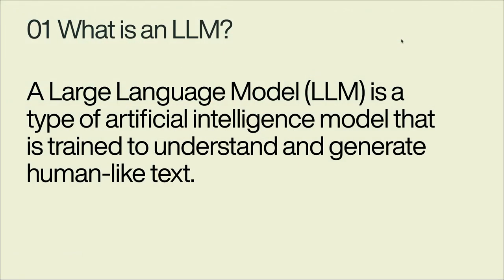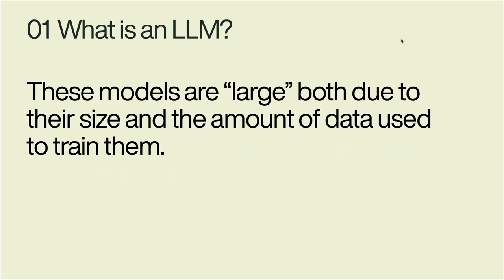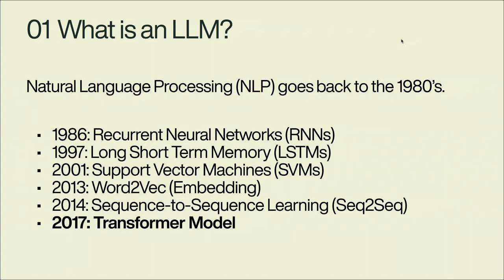So we're going to talk about large language models. I'll start by talking about what is a large language model. It's basically a type of artificial intelligence model that is trained to understand and generate human-like text. These models are called large both due to the size of the models, so they're very big, and I'll talk about what that means in a second. And also the amount of data that's used to train these things is really big too. They're large, so large language models.